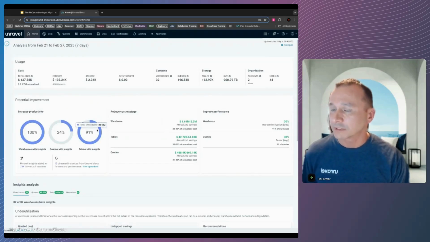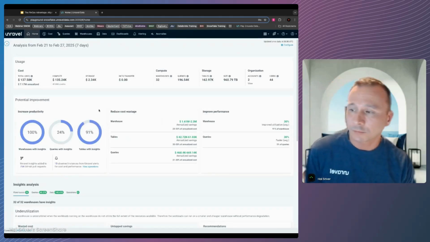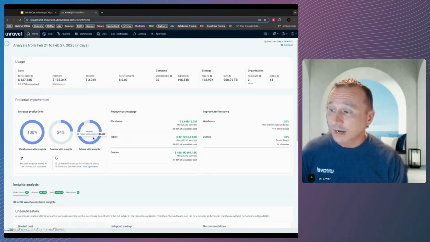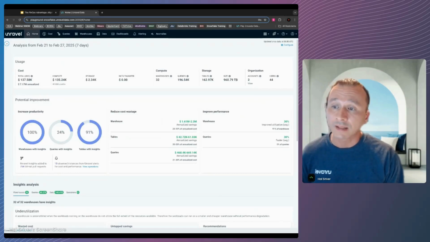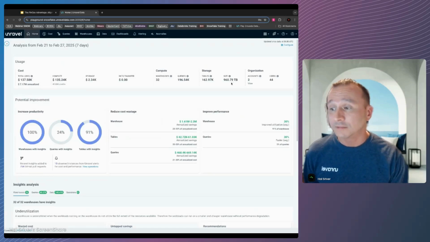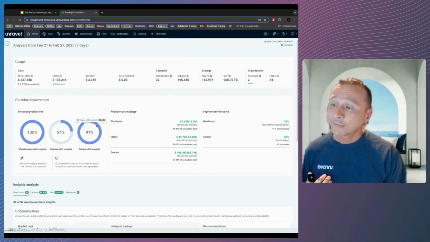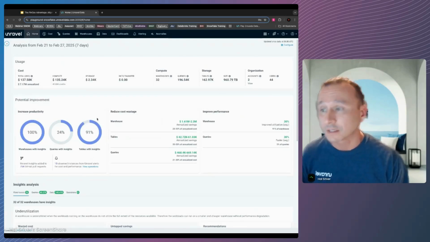And same with table insights, right? Do we have some cold tables? Do we have some duplicates that we can get rid of? There's 91% of the tables and that 960 terabytes of data that resides in those tables that we can look at because they have insights, right?